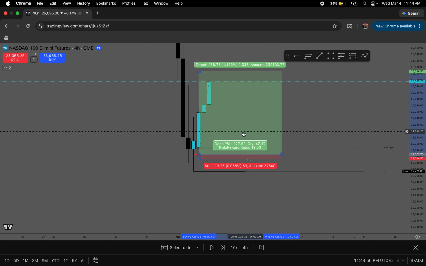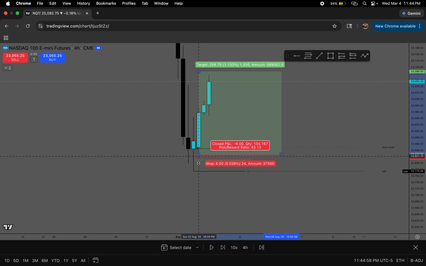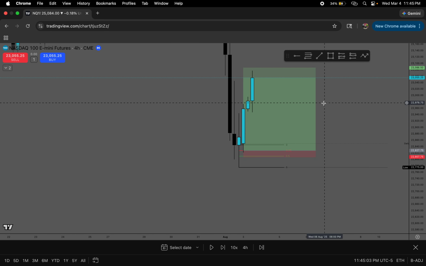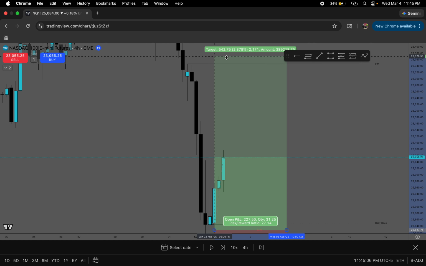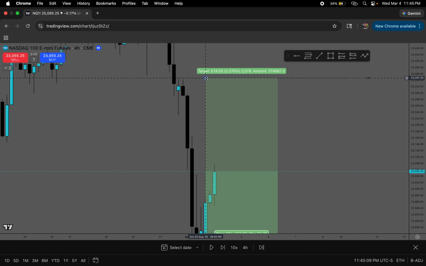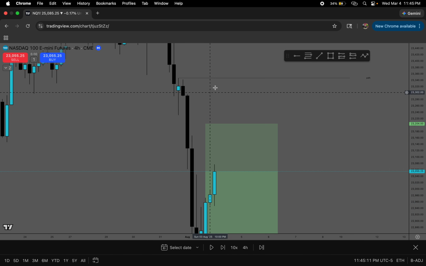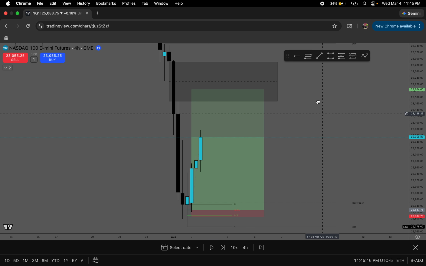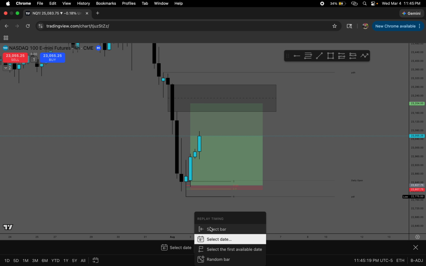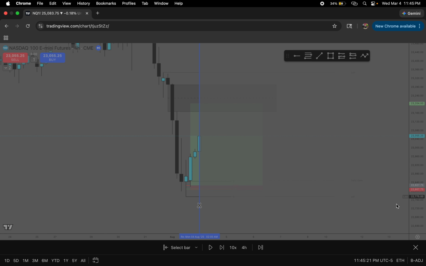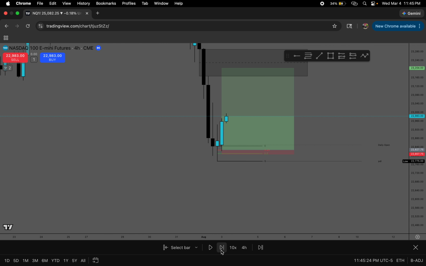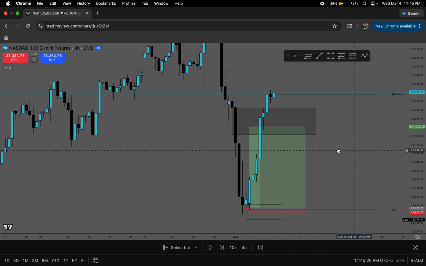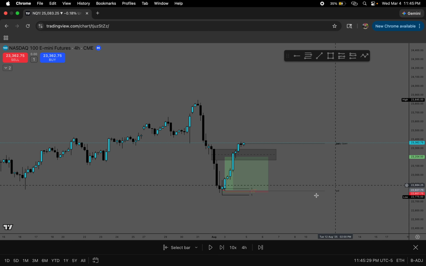Boom. 0.25. You can leave yourself some room. Put a 20-point stop. Target a previous day high if you wanted to. Targeted this imbalance. See how this plays out. Boom. I think this continues higher. That was a 4-hour.